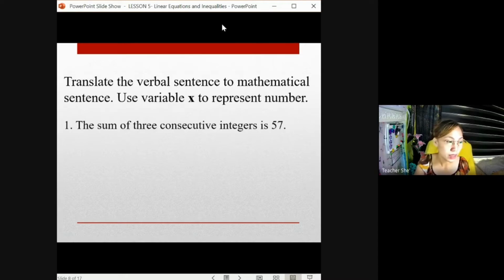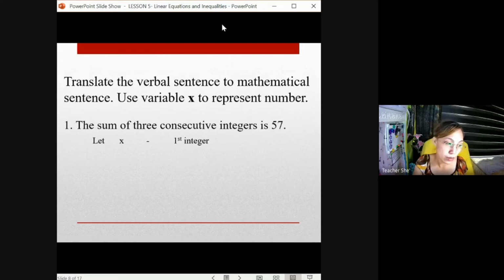First example, the sum of 3 consecutive integers is 57. For the sum, the operation is addition. When we say consecutive integers, they are in sequence, for example 1, 2, 3, or 7, 8, 9, or 11, 12, 13, 14. Let x be the first integer since we don't know the first integer. For the next integer, we just add 1.